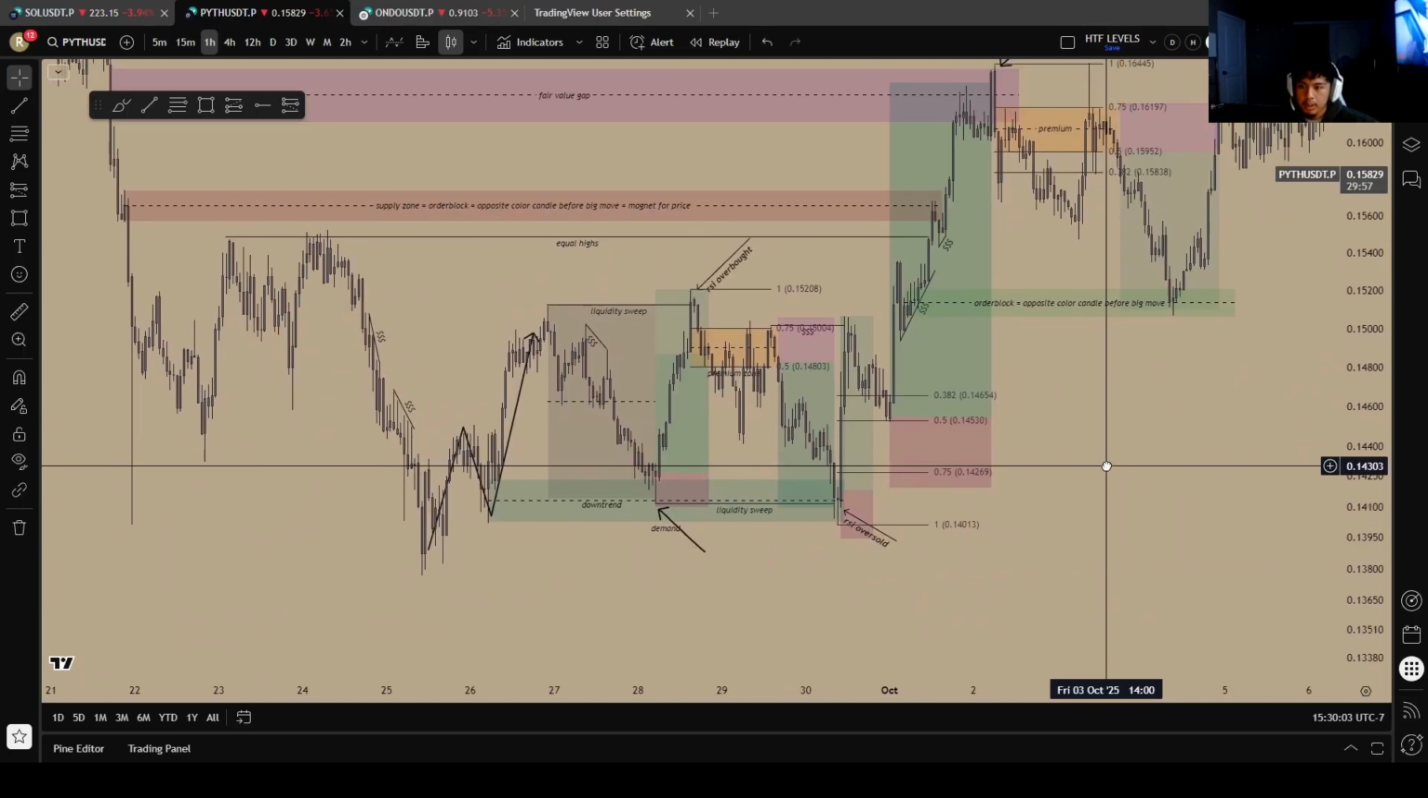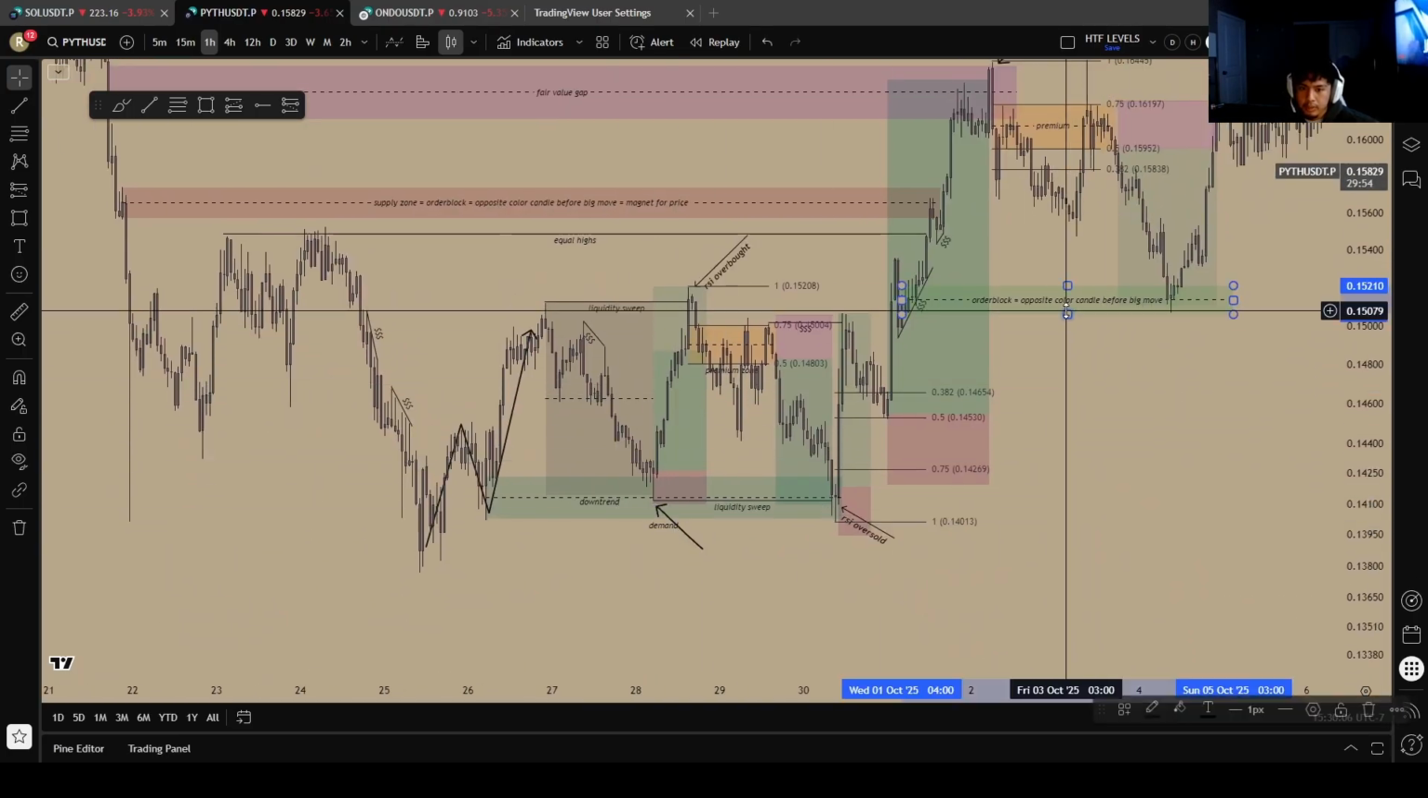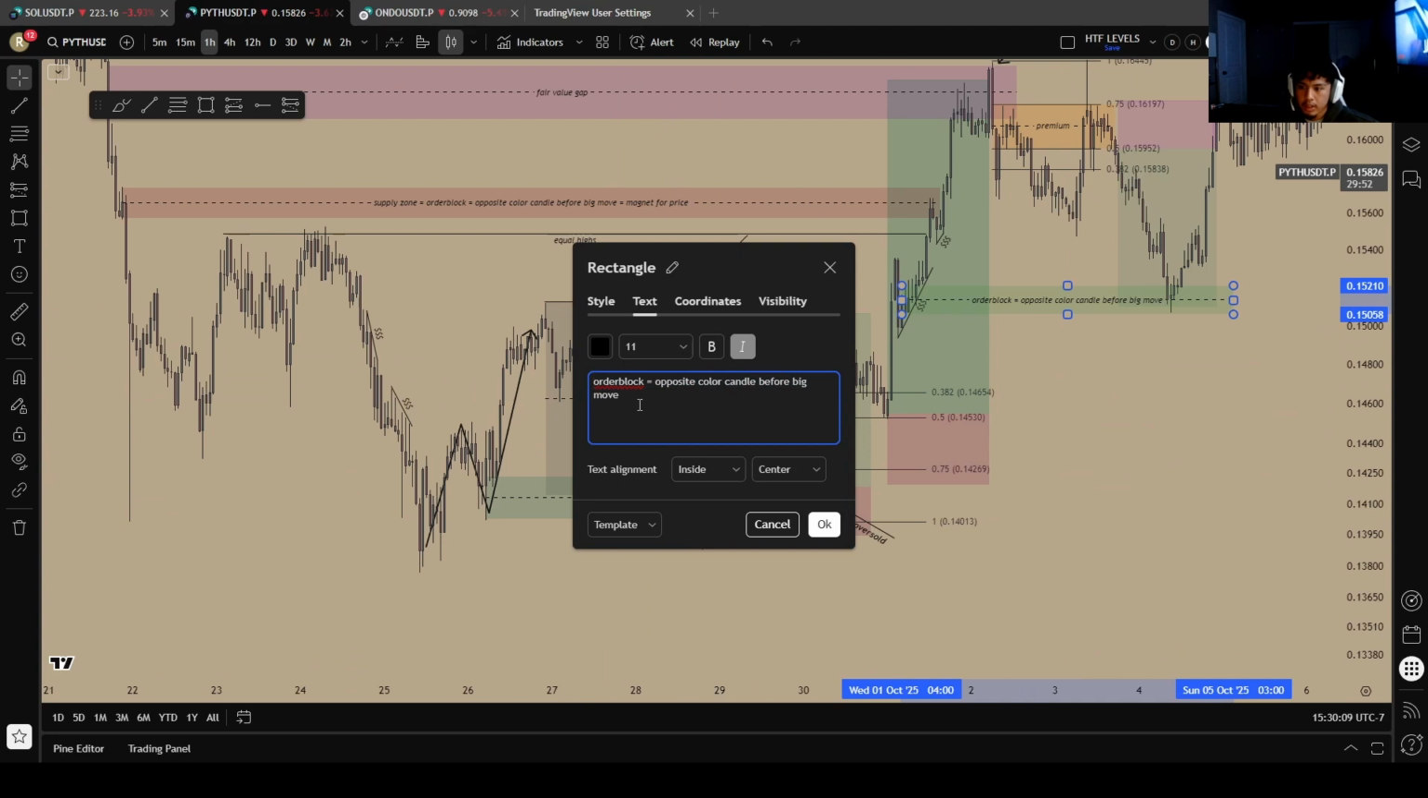So let me write this. This is demand, which is an order block, opposite color candle, right? Demand zone, which is also a magnet for price, okay?